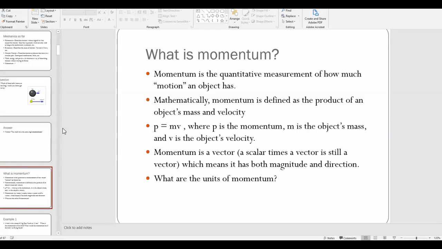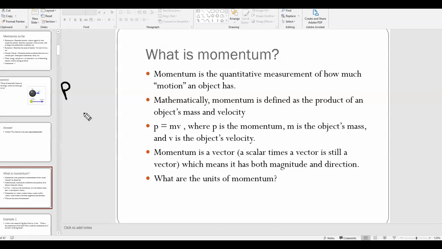So let's talk then about what is momentum. I think of momentum as the amount of oomph an object has. Momentum is the quantitative measurement of how much motion an object has, whatever that means. Mathematically, we define the momentum of an object as the product of that object's mass and its velocity. Now, the symbol for momentum for some reason is a lowercase p, not to be confused with an uppercase P, which is the symbol for power.